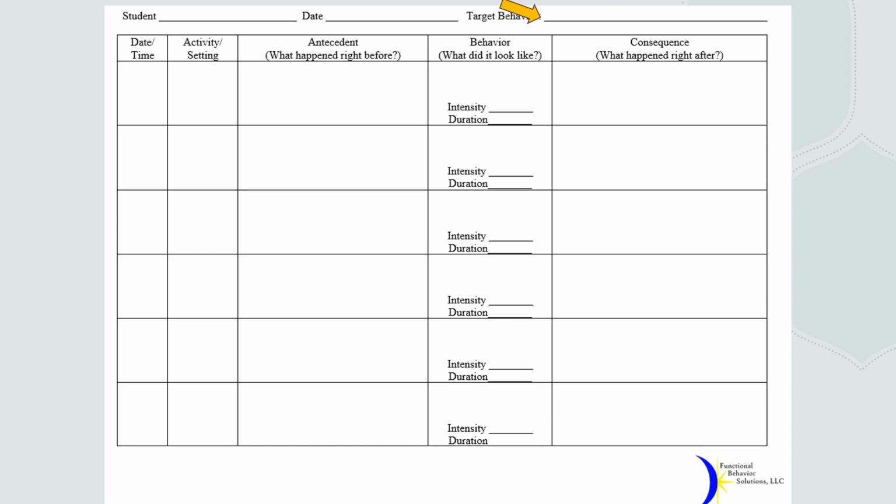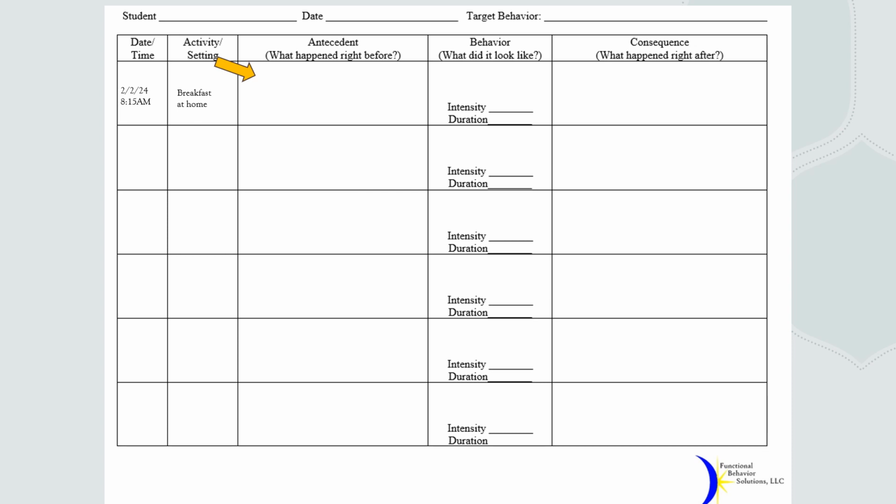If it hasn't been defined yet, then you can just write a few words, or perhaps this can be used for more than one behavior. It is very important in order to get appropriate data that you include the date and time. This information can help us understand if there's patterns regarding a day of the week, even a day of the month, or a time of the day. In the activity and setting, this helps us see if there are particular activities or settings that could be triggers. So always include that data.